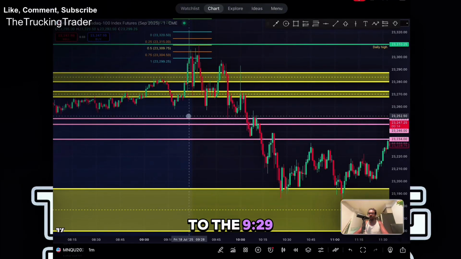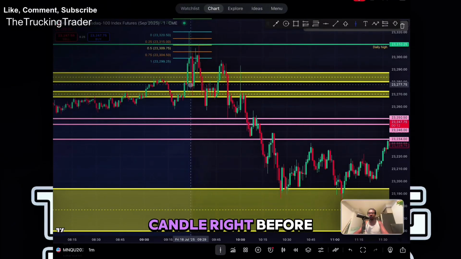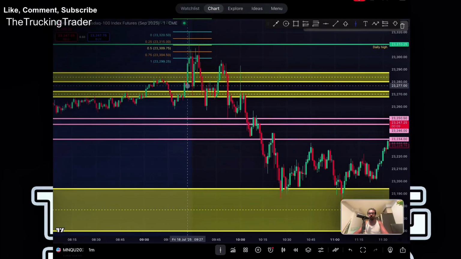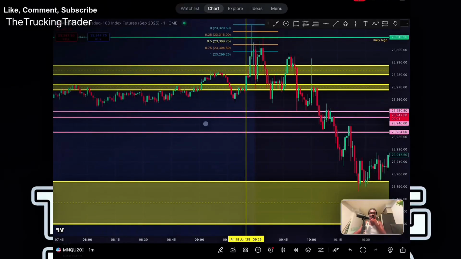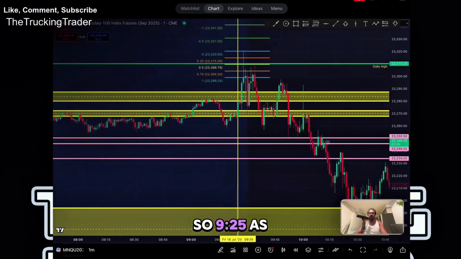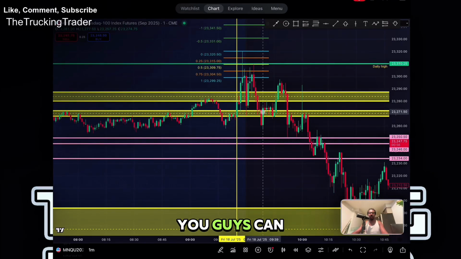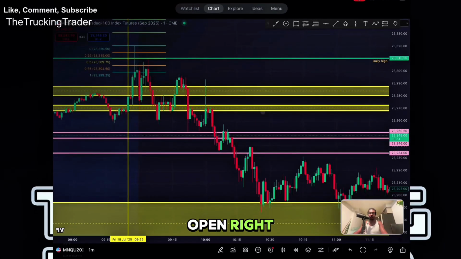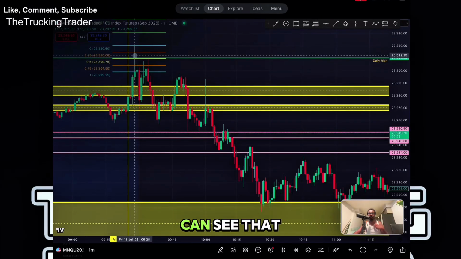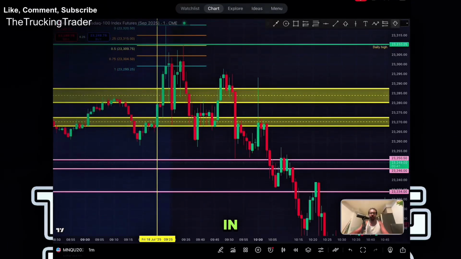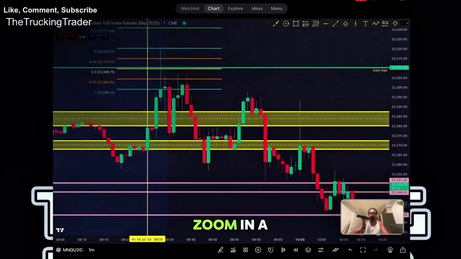All right, so let's go to the 9:29 candle right before the market opened. In fact, let's just put it on 9:25 today because I want you guys to be able to see this price action, right? So 9:25, as you guys can see, the market was beginning to open right up in here. This candle right here where this big wick is at, I don't know if you guys can see that. That's the 9:28. Let me zoom in a little bit.